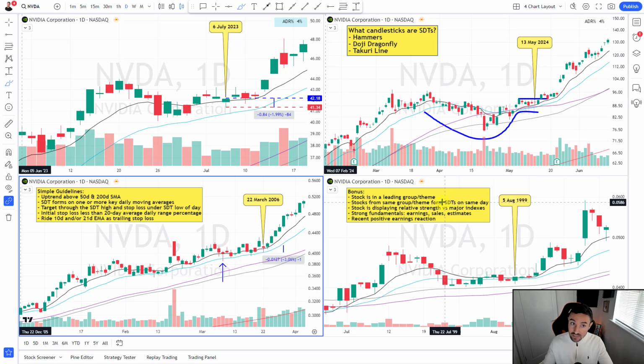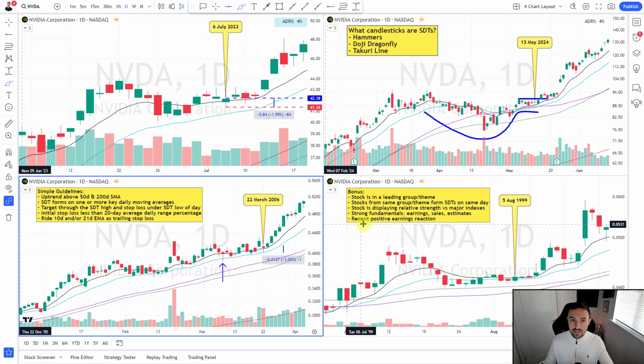So if you're looking at semiconductors, it's not uncommon that if NVIDIA is setting up with a nice shakeout demand tail, Broadcom may be doing the same, other semiconductors may be doing the same as well, AMD, Qualcomm, whatever it may be. The stock has strong fundamentals, so it's good earnings, good sales, good estimates coming through, the relative strength point, and also if there's been a recent positive earnings reaction, i.e. you've seen a gap up on the earnings, and then it's pulling in to say the 10-day, 21-day EMA region, and then a nice shakeout demand tail forms.